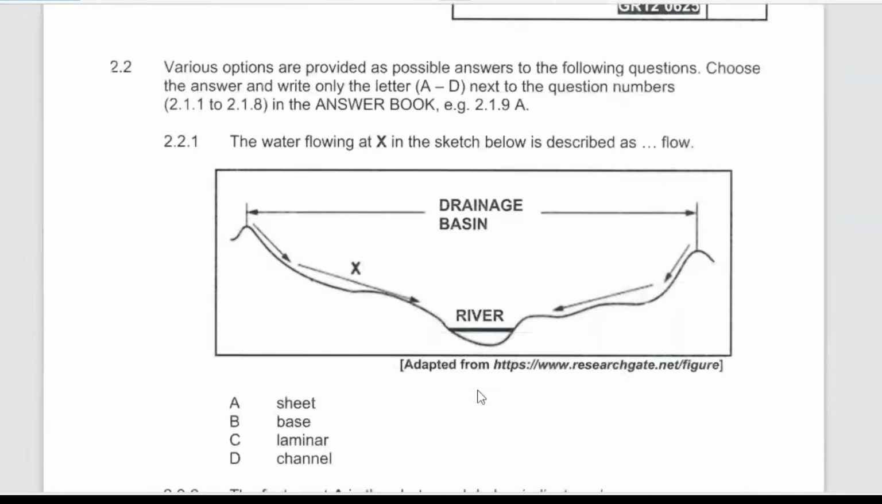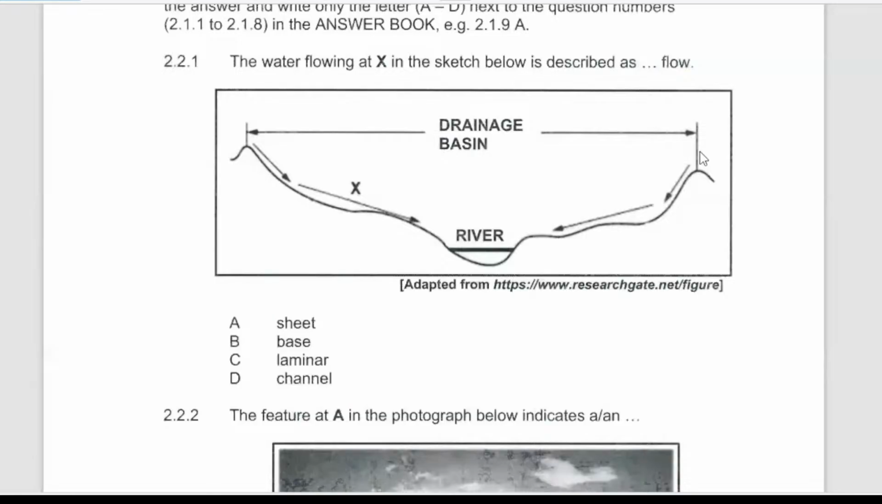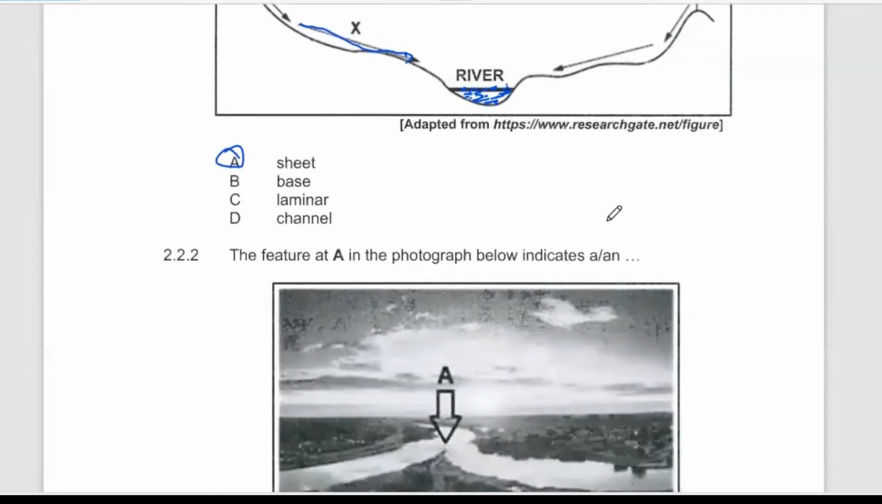Right, moving on to the next question. It says the water flowing at X in the sketch below is described as what kind of flow? We are seeing that this is our drainage basin and our river is here. The level of the flow of the channel is here, the river is flowing here. So at X here, we are looking at a situation whereby the water is flowing on the surface and is going to feed into the river. So this is sheet flow or surface runoff. Right, we move on to the next question.